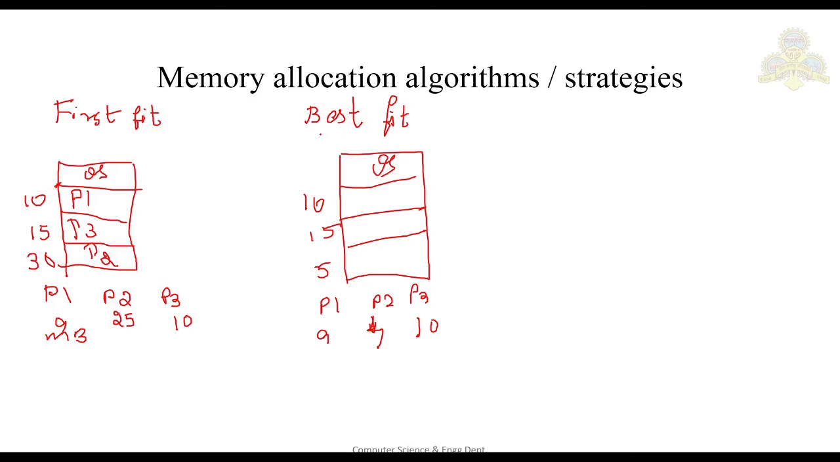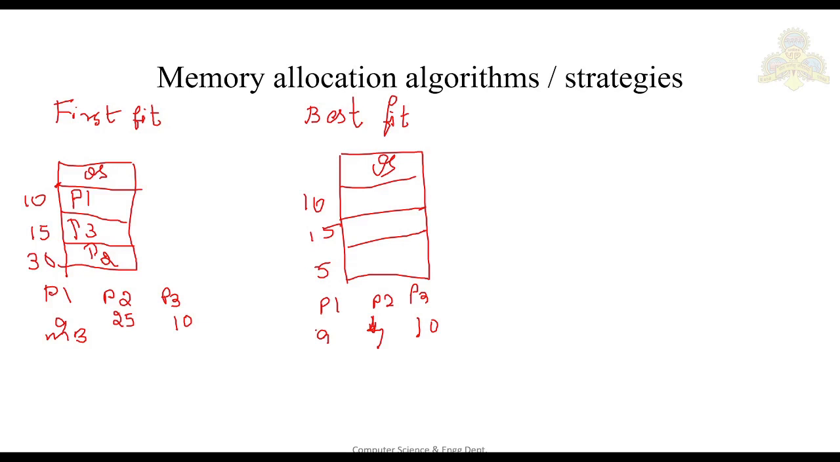Your best fit strategy says allocate the smallest hole that is big enough for the process. So first, you have to scan all the holes which are present in the main memory. The holes or the fragments are of 10 MB, 15 MB and 5 MB. So which among these is the lowest? You have to check, right?